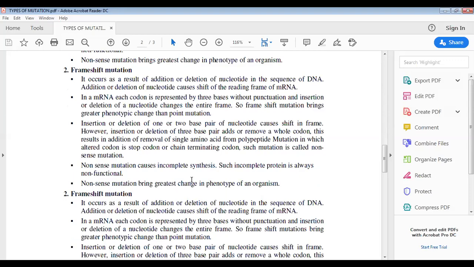Frame means suppose you are viewing something, whatever you are seeing in optics, that is your frame, right? Whatever you can view. Suppose you can see a wall next to you, so that is your frame. Whatever things are present inside that wall, that is termed as your frame. Now if something is shifting from one place to another on that wall, that is termed as frame shift mutation.